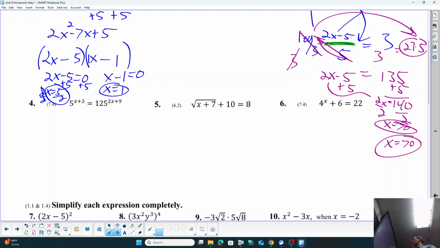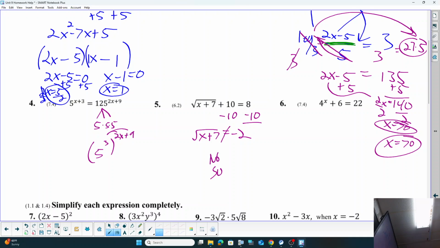Keep on reviewing. Let's break this down into 5 times 5 times 5, which is 5 to the third power, all to the 2x plus 9, distributed out. Minus 10. Uh-oh. Can a square root ever yield a negative number? A square root can never yield a negative number. No solution. Try number 6 now.